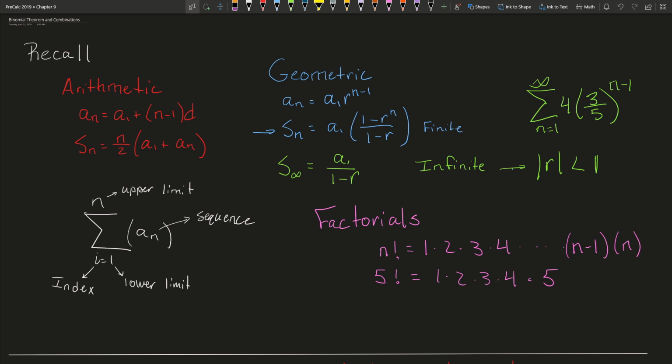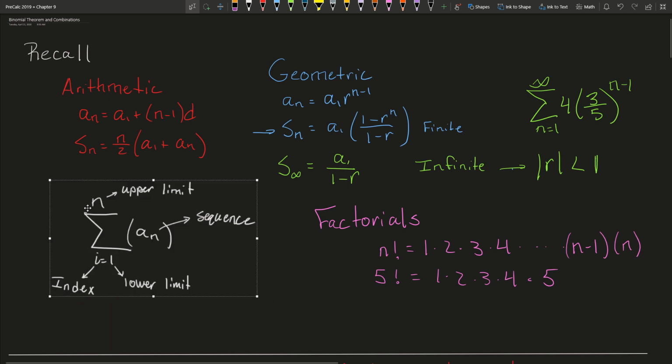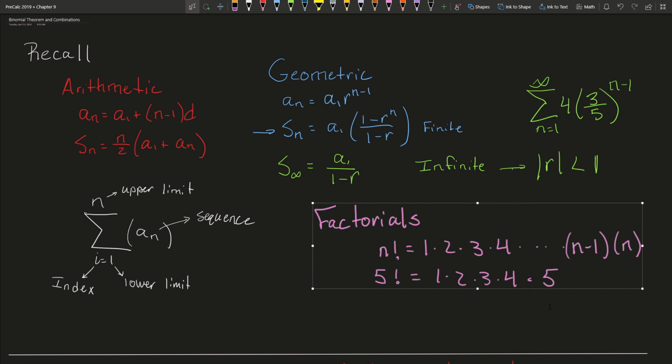Besides the arithmetic and geometric sequences, there's a little legend for what a sum actually means. So there's the upper limit, the lower limit, the sequence, and what all that means. And then we also went over factorials, which will come in handy in this class. Okay. So today we're going to cover the final thing that'll be on the test, and that is combinations.